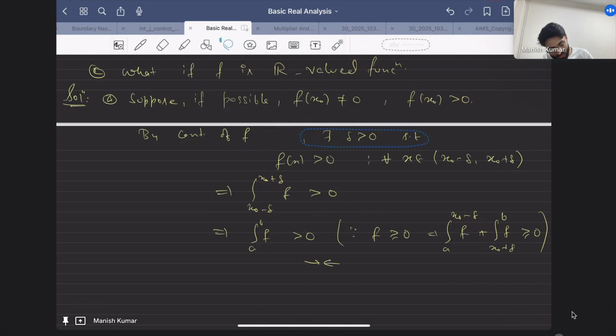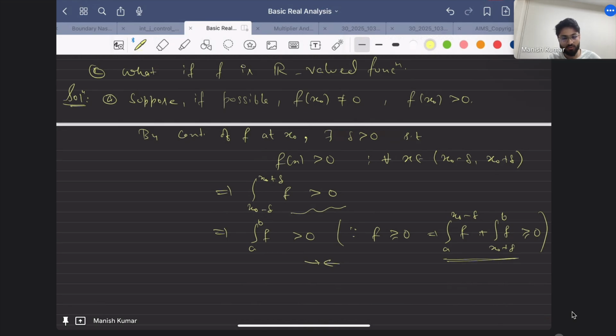Sir, x naught minus delta to x naught plus delta, sir. Here you are saying a to b in bracket term, sir. Here I am saying the integral from a to x naught minus delta and from x naught plus delta to b of f is greater than or equal to 0, and I know this middle part is greater than 0. So the whole summation would be strictly greater than 0.